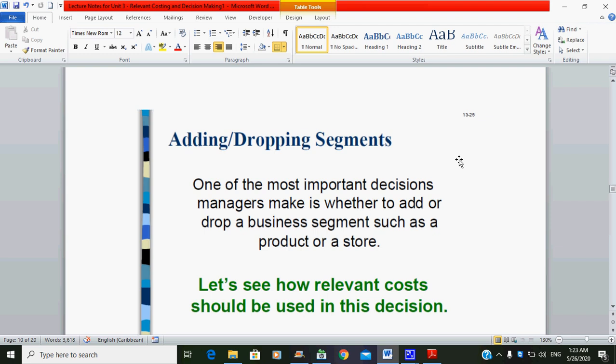We're going to look at dropping a product line or eliminating a department. We're going to also look at limiting factors and so forth. Let's go. First, look at adding or dropping segments, or in this case our department.